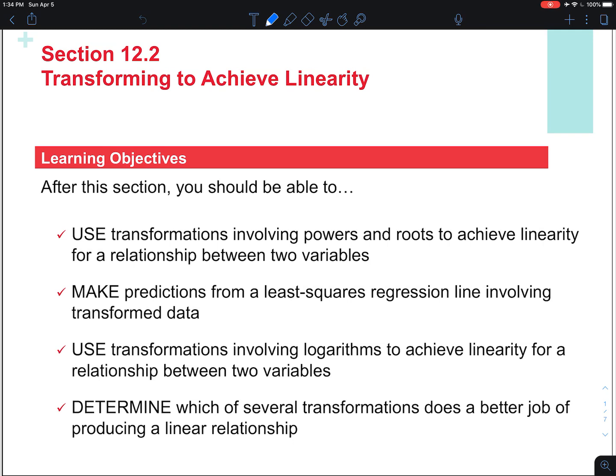So use transformations of powers and roots to achieve linearity. Make predictions from the least squares regression line. We're really good at that. We just have to remember that if the data is transformed, what's the prediction we're actually making? And using transformations involving logarithms to achieve linearity for a relationship between two variables, determining which transformation is better, power or logs, or whatever it happens to be.